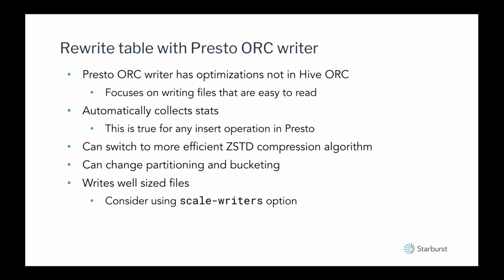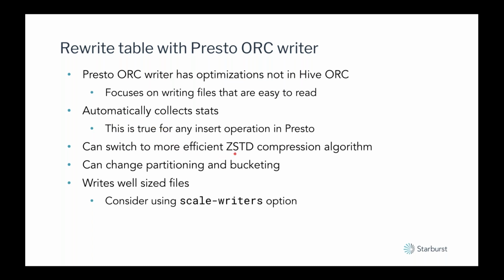All right, so one way you can make your system faster is rewrite your table with Presto's ORC writer. We have a custom ORC writer. It's not the same one used by Hive. It's optimized for files that are easy to read. So we do extra organization that they don't do in the Hive writers and the Spark writers, and you're going to get better files. The other thing is that at the same time, we will automatically collect stats. Whenever we write tables in Presto, we collect stats. So now your stats are actually there.